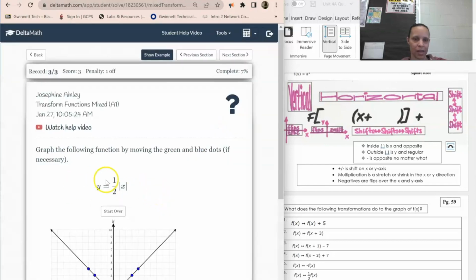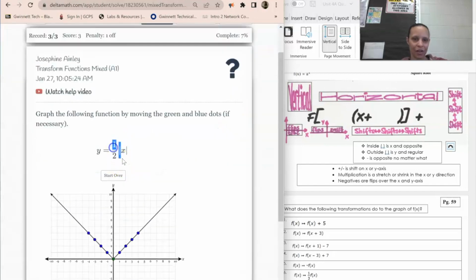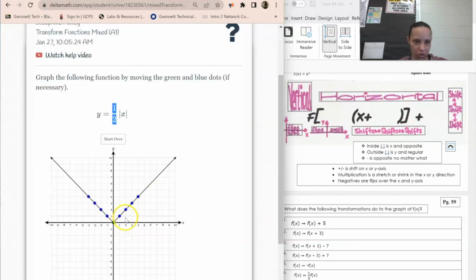All right, looks like I'm on my last question. A half on the outside is y and regular. A half is a shrink, and what I think it's going to do is just going to do that. So it's going to shrink it by a half. So multiply these numbers by a half or divide by 2. Doesn't matter. So 4 divided by 2 will give me 2.